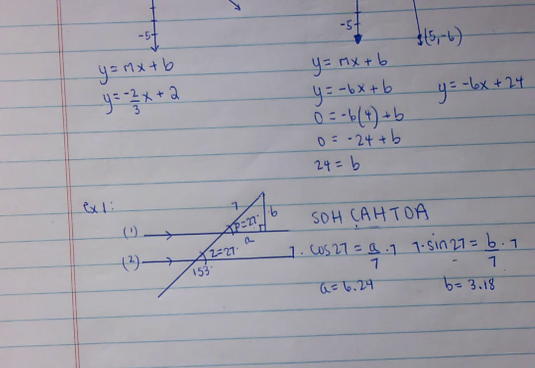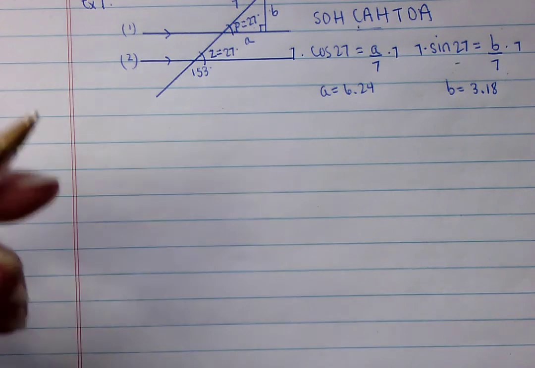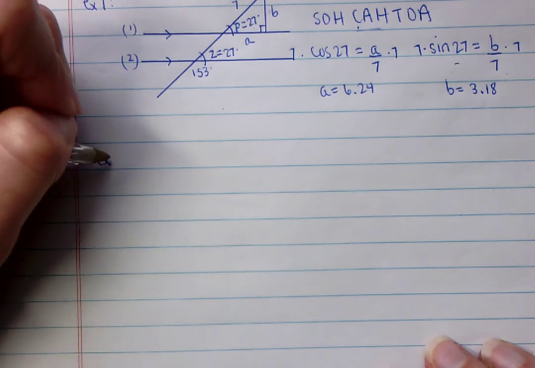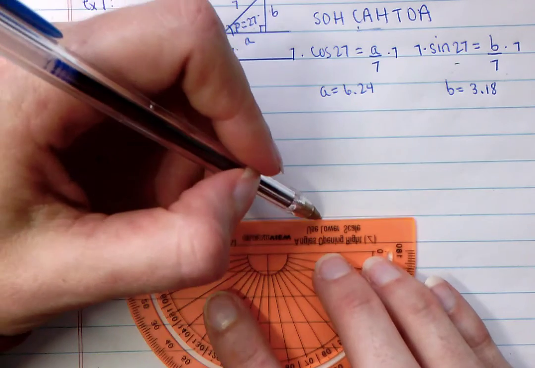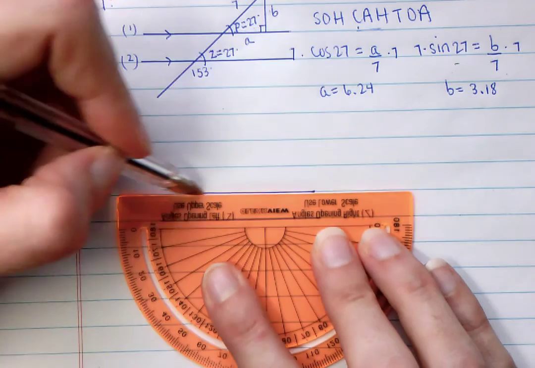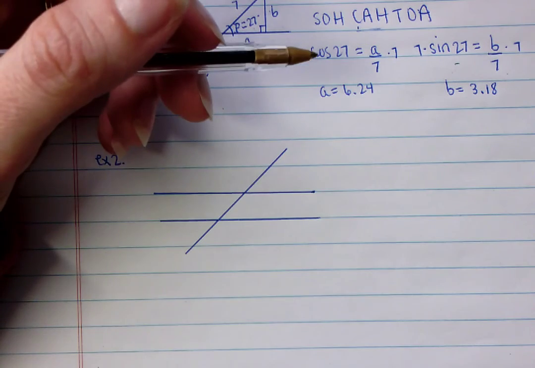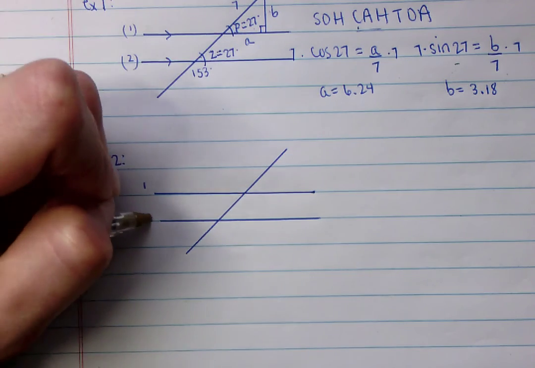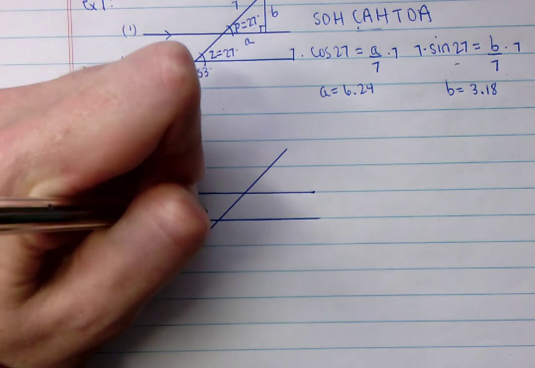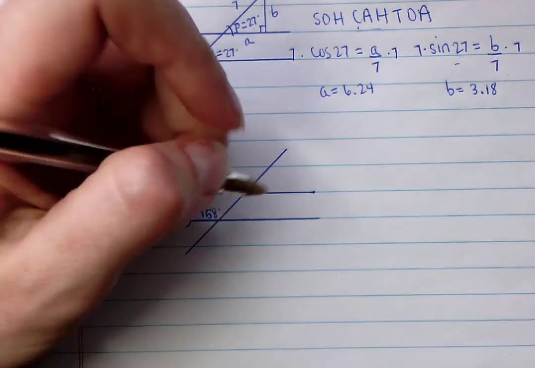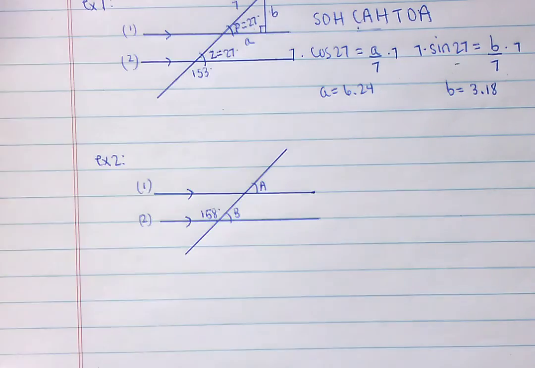Final example on this particular lesson is example 2. And it's very similar. On this one, it shows two parallel lines, and again, it has a transversal going through. It says lines 1 and 2 are parallel. The angle that they give you on this one is here. It's 158. They're looking for angle B, and you've got angle A you need.